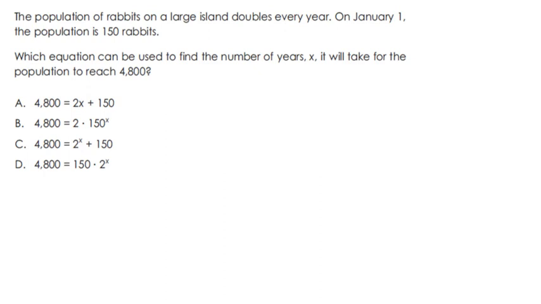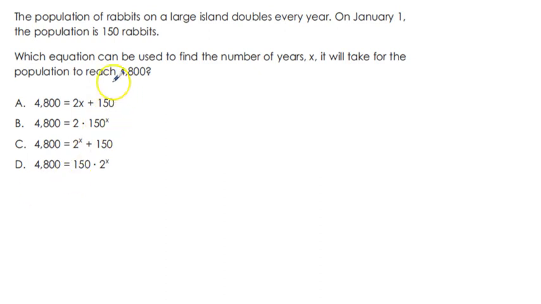Population of rabbits on a large island doubles every year. On January 1st, the population is 150 rabbits. Which equation can be used to find the number of years X it will take for the population to reach 4,800? All right, you might recognize just from your math class what type of equation this will yield.